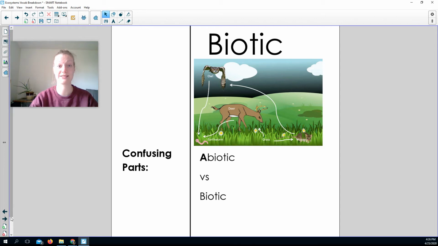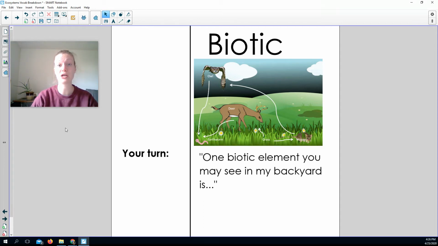So let's practice this for a minute. Your turn. One biotic element you may see in my backyard is blank. Make sure you're using a complete sentence. Make sure that you're using read and write if you can so that you're saying the word, because we want to practice saying the word before we practice going to the word and typing it. So if you can do it that way, go.